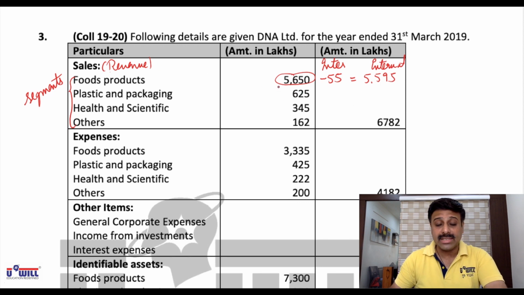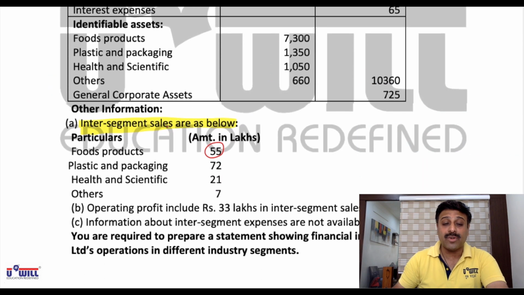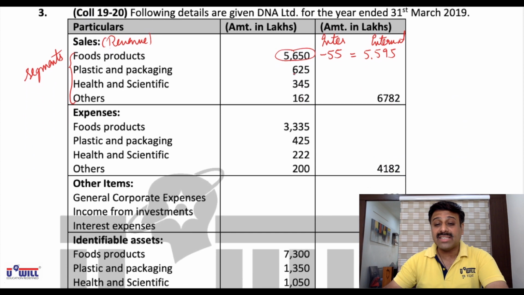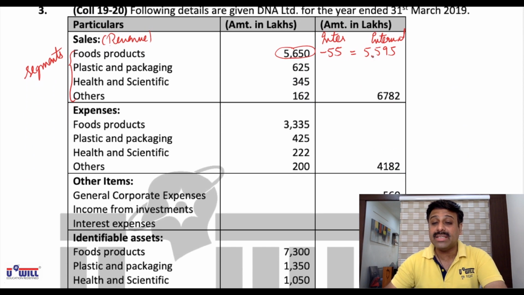5650 is the total sales. Bifurcation is not given. Classification is not given. How much is internal and external? Therefore, they have given you additional information that inter-segment sales are as below. In fruit products, the inter-segment sales are 55. Out of 5650, 55 are inter-segment, means remaining 5595 are external.